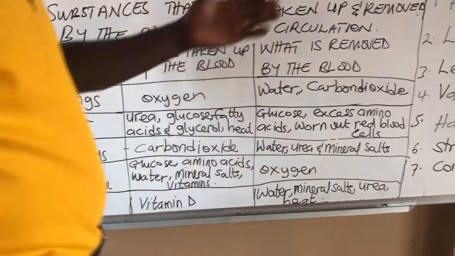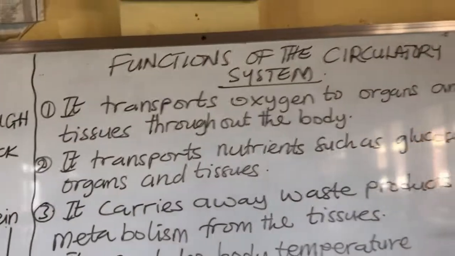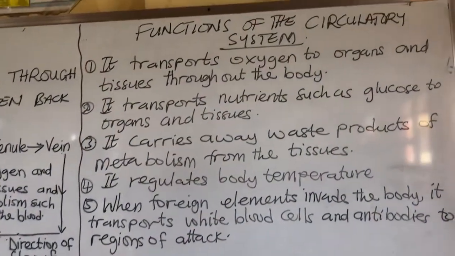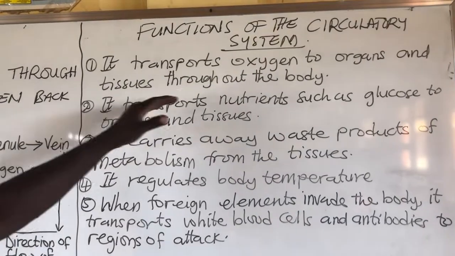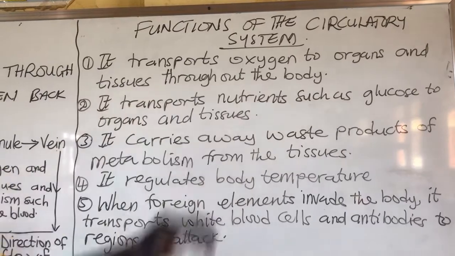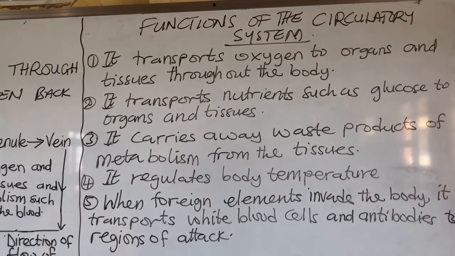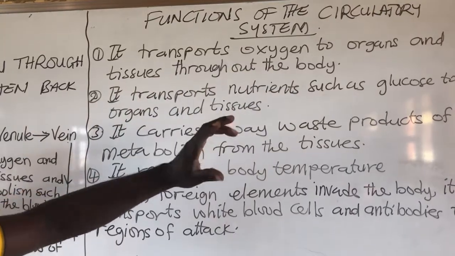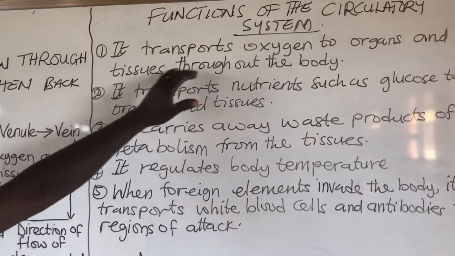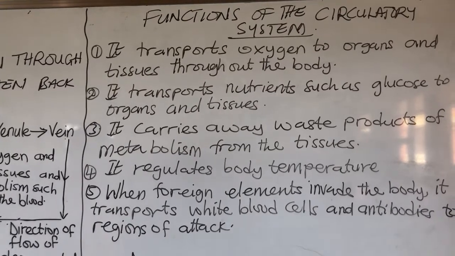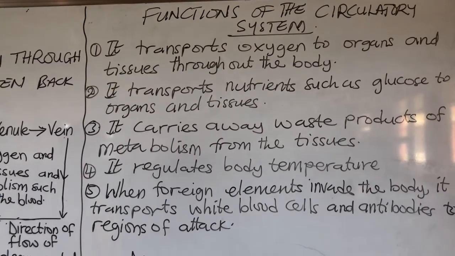Now let's look at the functions of the circulatory system. The general functions of the circulatory system: 1. It transports oxygen to organs and tissues throughout the body. Once again, it transports oxygen to organs and tissues throughout the body. That is the first function of the circulatory system.